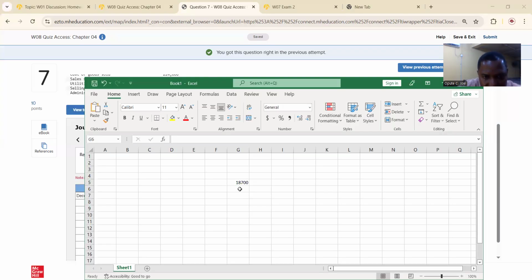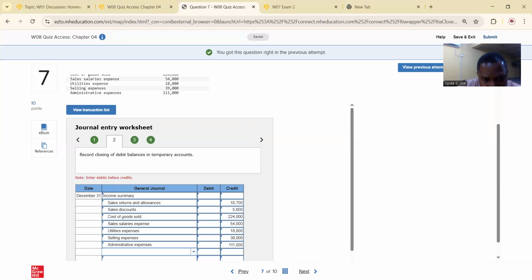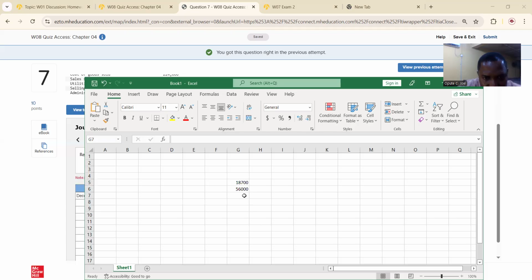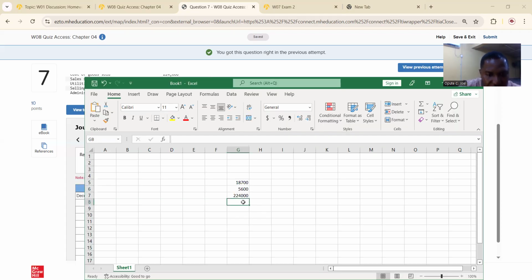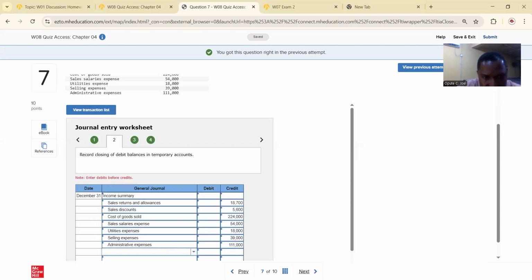5,600. And then the next one we have is 224,000. Permit me, 5,600. Then the other one is 224,000. And then the next one is 54,000. And then the next one is 18,000.